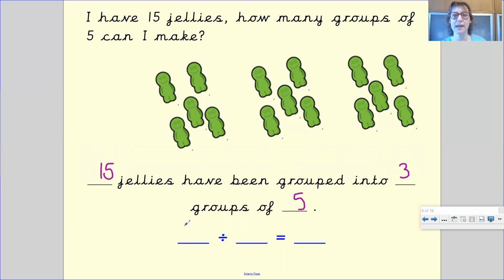So just like yesterday, we start with the biggest number, 15. We have the number of groups, so that's 3, and the number in each group, 5. So 15 shared between 3 groups will give me 5. 15 divided by 3 equals 5. Can you say that one with me? 15 divided by 3 equals 5.